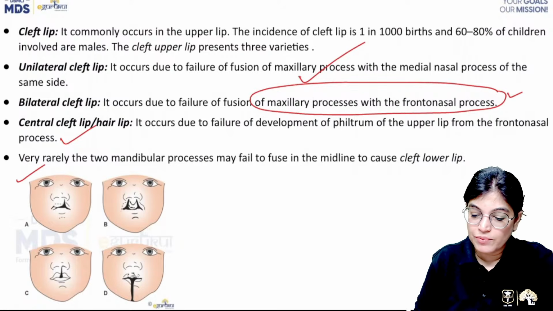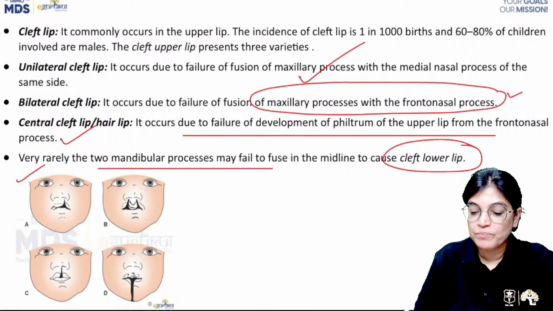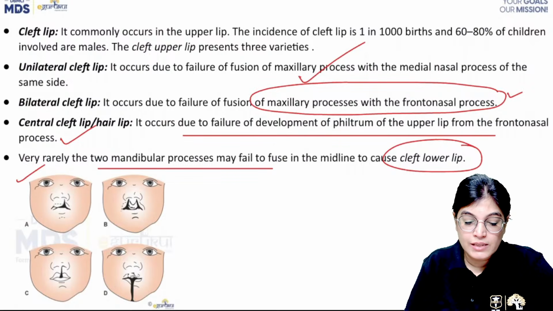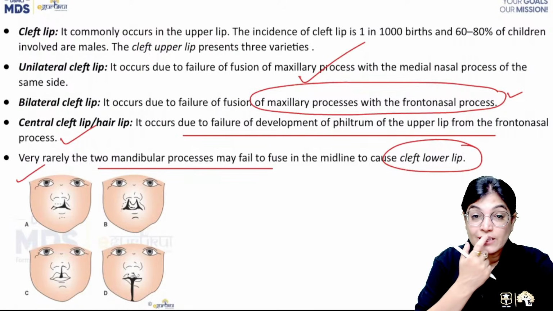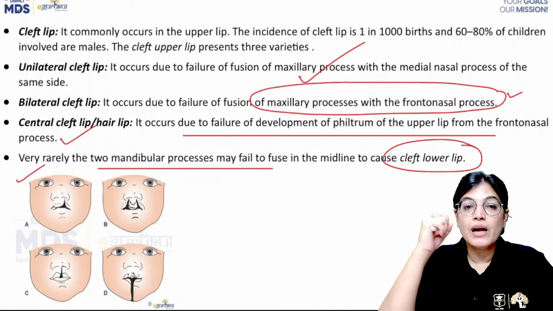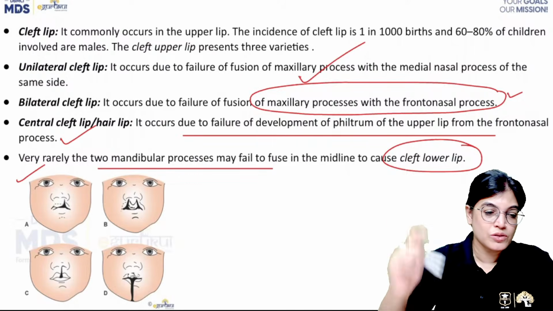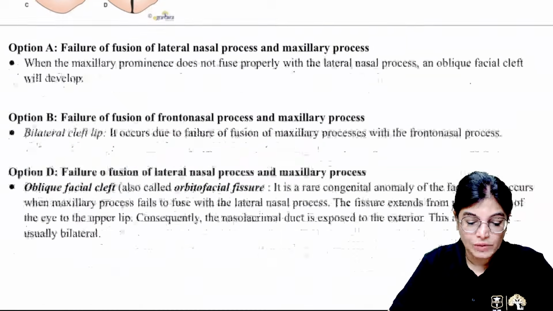If the cleft of the lower lip is due to non-fusion of the mandibular process, the cleft of the upper lip is the cleft central lip. And if I talk about the hair lip, it is due to the non-formation of the philtrum from the frontonasal process. So these are the common varieties which you have to know.